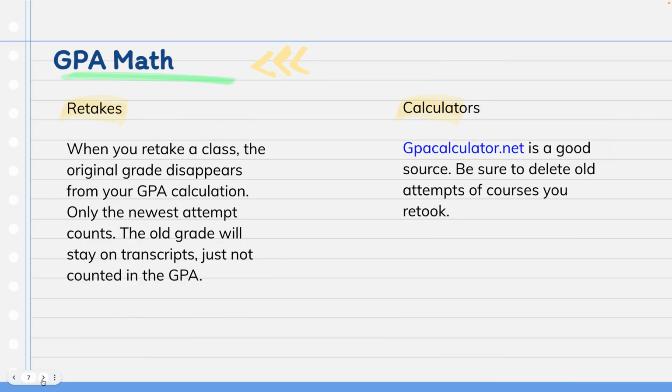Now, know that retaking classes is normally the best way to bring that GPA back up. Your newest attempt at that class is what's going to count. Okay. So if you made a D, but then you failed the second time, unfortunately, it's going to be that second attempt that counts. All right. A good GPA calculator is gpacalculator.net. That's a good source. And again, be sure that when you're calculating that, you're deleting the retakes.